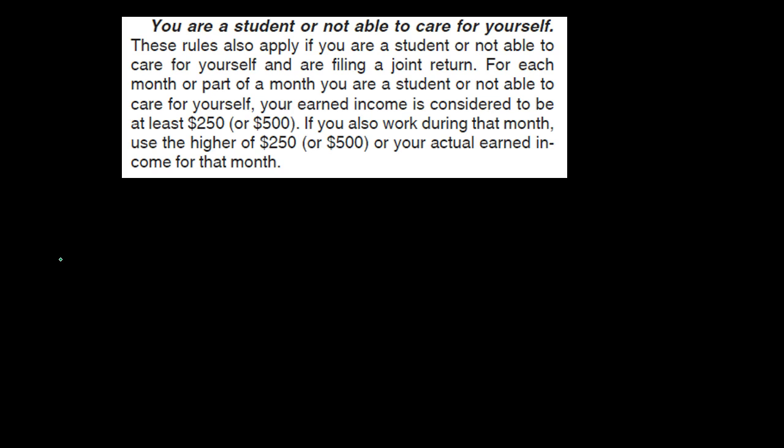You are a student or not able to care for yourself. These rules also apply if you are a student or not able to care for yourself and are filing a joint return. For each month or part of a month you are a student or not able to care for yourself, your earned income is considered to be at least $250 or $500. If you also worked during that month, use the higher of $250 or $500 or your actual earned income for that month.